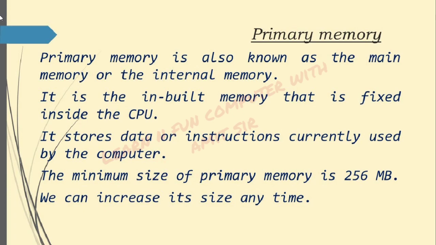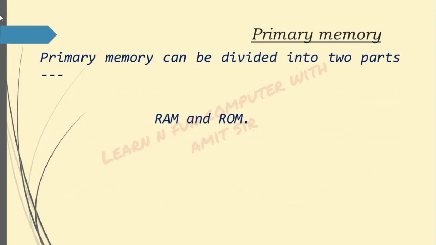The minimum size of a primary memory is 256 MB and we can increase the size anytime. Further, primary memory can be divided into two parts. These are RAM and ROM.